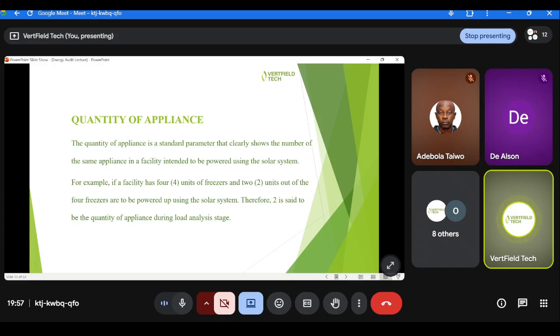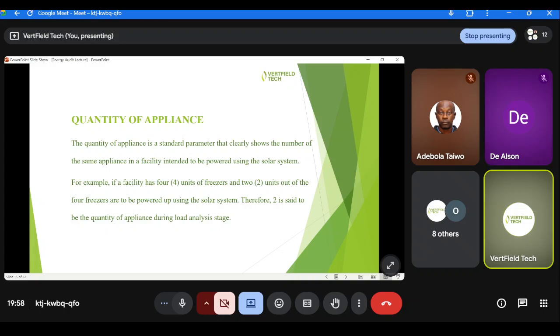Quantity of appliance typically tells you the exact number of units of the same appliance that Mr. Taiwo intends to power up using the solar system. Let's take, for instance, that Mr. Taiwo lives in a three-bedroom apartment, and in each of those rooms he has a television. For this specific installation, he wants to power two TVs in his house.